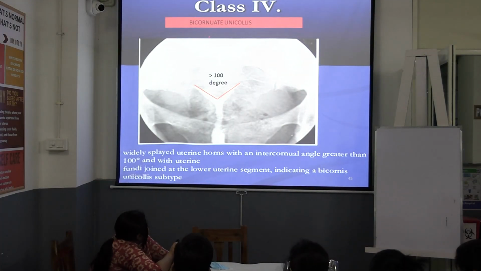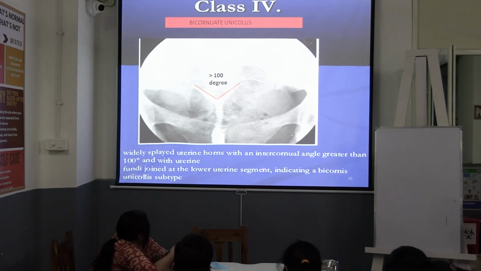See, bicornuate unicollis. Bicornuate bicollis would be two cervix basically. So more than 100-degree widely placed uterine horns, with the intercornual angle greater than 100 and the uterine fundi joined at the lower uterine segment, indicating a bicornuate bicollis subtype.